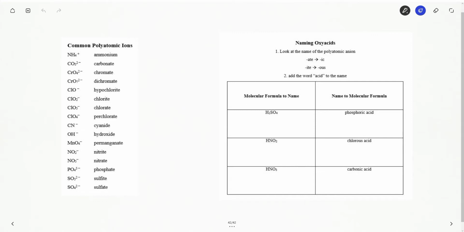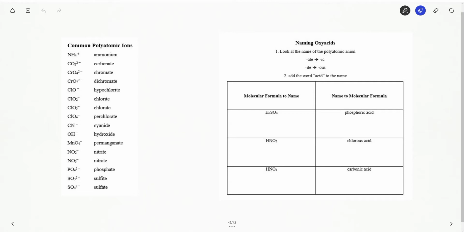We need to look at the name of the polyatomic anion in our oxyacid. If the polyatomic ion ends with the ATE ending, we need to name our acid with the ic ending. If our polyatomic anion ends in ITE, we need to change that to the OUS ending. So it's very key to know your polyatomic ions here so that you can make sure you name your acid correctly. And just like with the binary acids, we will add the word acid to the end of the name.